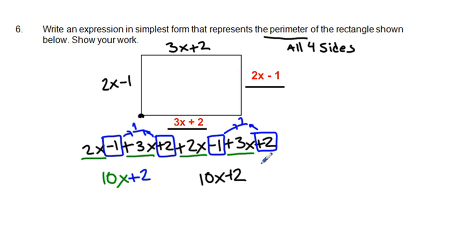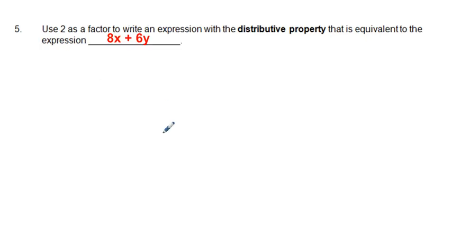And this is perimeter. Units aren't specified, so you can add the word units, just to make sure we have units on our answer. Use 2 as a factor in the expression with the distributive property that is equivalent to the expression 8x plus 6y. So I need 2 as a factor, and when I see factor, I'm thinking multiplication.